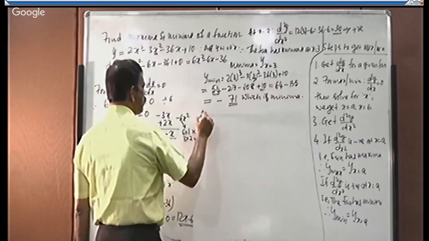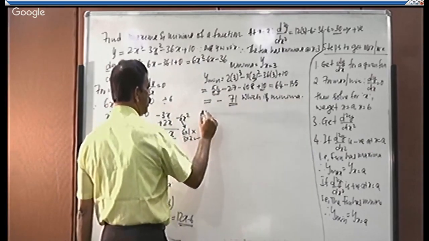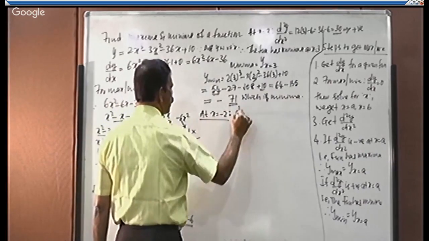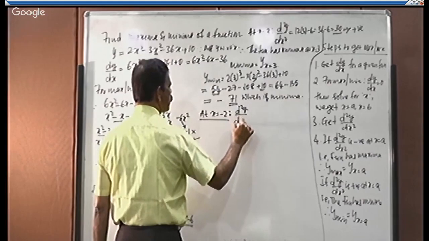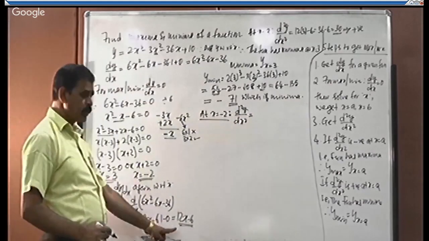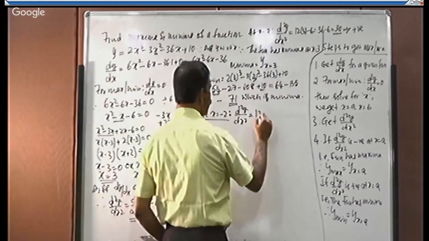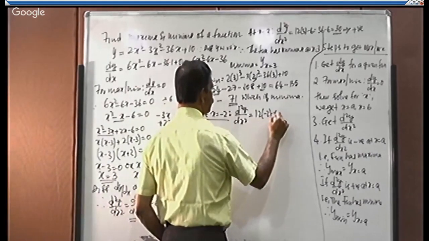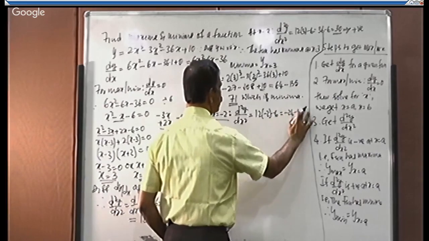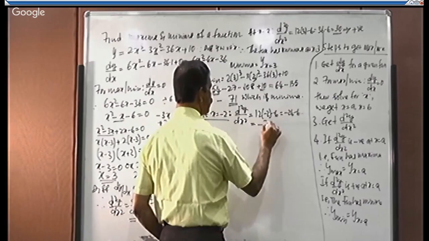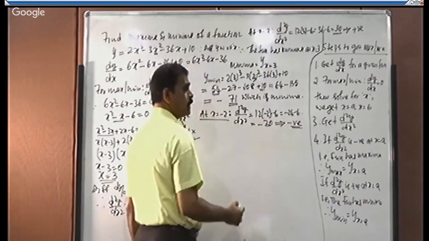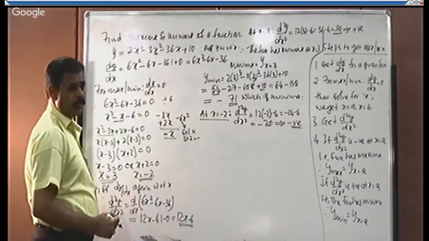Then the next stage is what? At x is equal to minus 2, get d square y by dx square. What is d square y by dx square? It is 12x minus 6. 12 into minus 2 minus 6. That is equal to minus 24 minus 6. How much? It is minus 30. What is it? It is a negative value, less than 0.